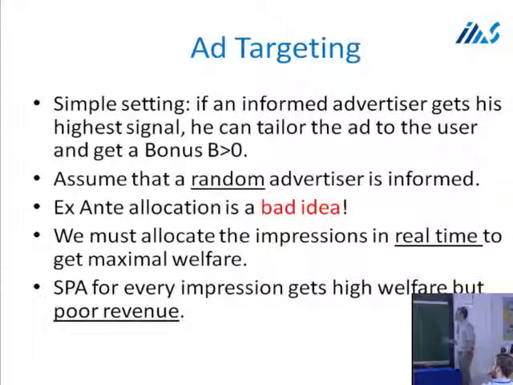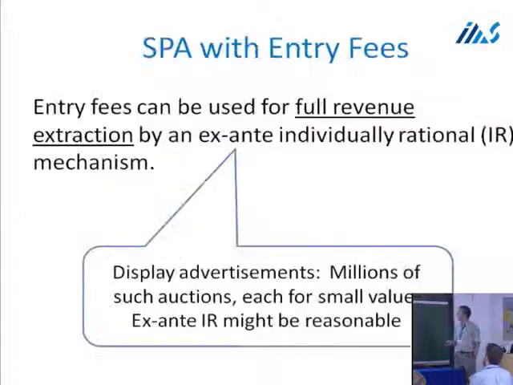So let's think about this model in which we have a random advertiser that is informed. If now we decide on the allocation in advance, we'll get a very bad result because we are only going to get this bonus with probability, if we do it at random, 1 over n, right? Because a random advertiser is informed. So we actually must allocate in real time in order to maximize the social welfare and the possibility of getting the entire revenue. And we can do this with the second price auction, but our result says that revenue will be quite poor in this case. So it doesn't give us a good solution from a revenue perspective.